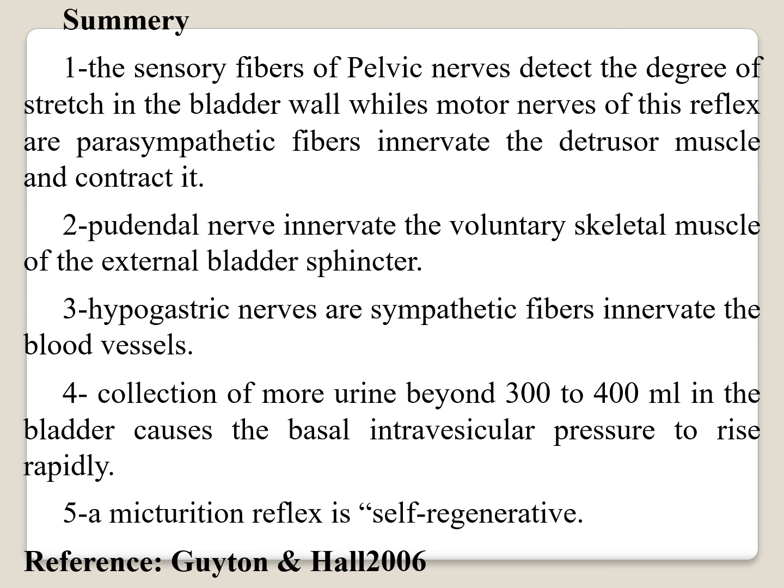The sensory fibers of the pelvic nerve detect the degree of stretching in the bladder wall, while the motor nerves of this reflex are parasympathetic, innervate the detrusor muscle and contract it. The pudendal nerve innervates voluntary skeletal muscle of the external bladder sphincter. The hypogastric nerve, it is sympathetic fiber, innervates blood vessels of the bladder.